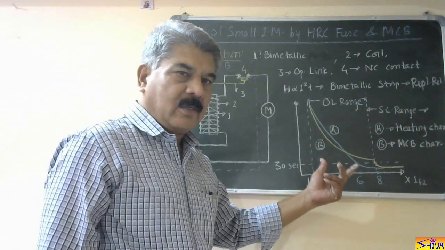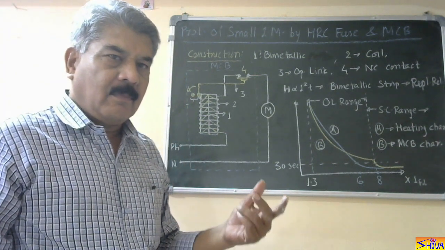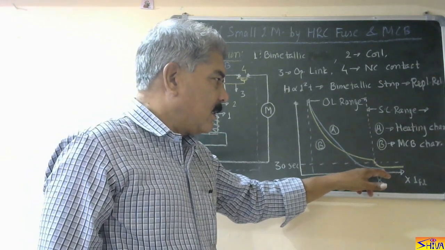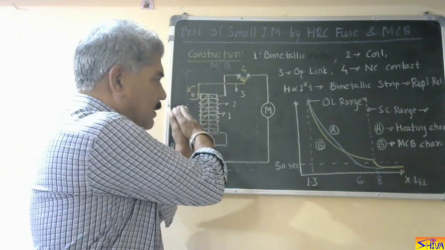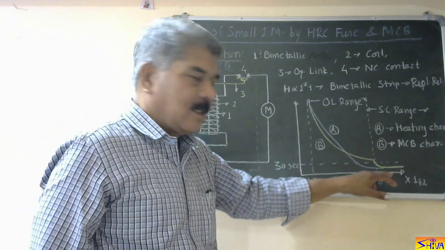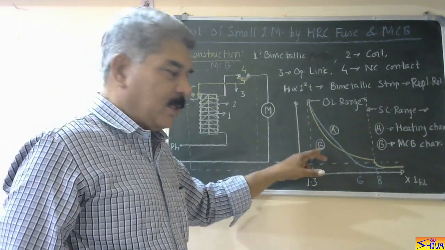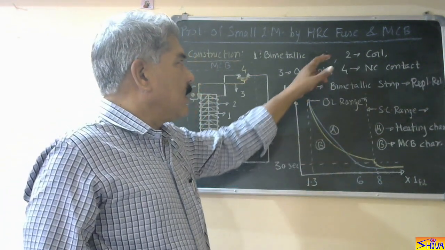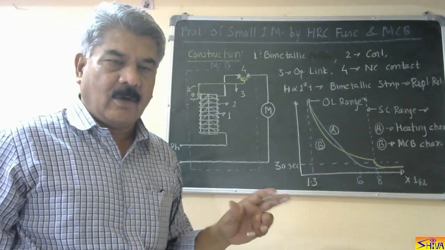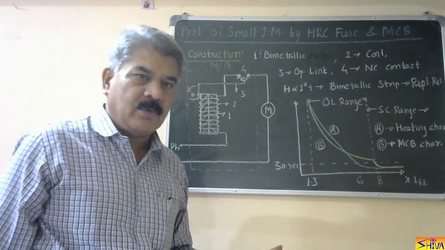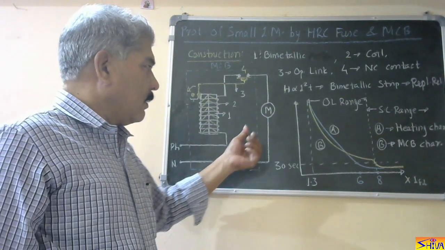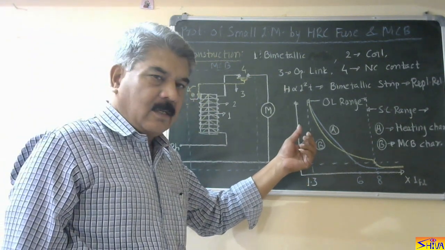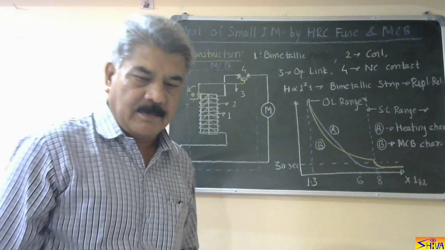This is how it provides overload protection. And when short circuit occurs, current is very high, so it bends very fast and opens this contact. So this is instantaneous. So in this way, this MCB is providing overload protection as well as short circuit protection. Now if you consider the fuse, it is used for short circuit protection only. Now we will explain the characteristic of the fuse and how the characteristic of the fuse is coordinated with that of MCB.